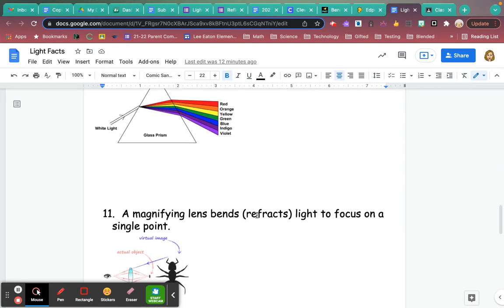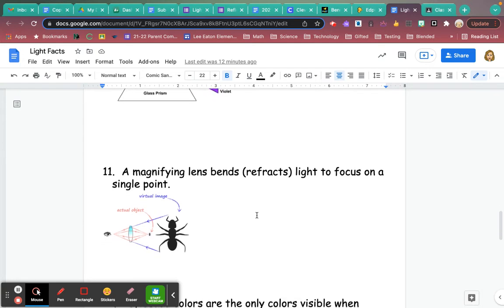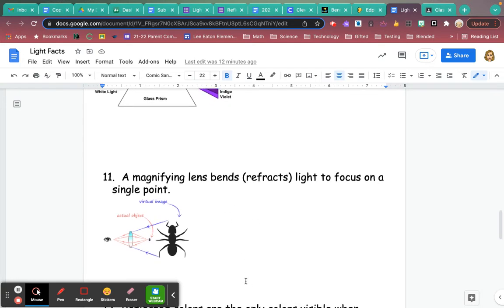And then 11, you did get to check out some magnifying glasses yesterday, but 11 is also about refraction. A magnifying glass or a magnifying lens bends or refracts light to focus in on a single point. So we have our eye here, and we're looking at this itty bitty ant. But if we put a magnifying glass in front of the ant, it actually looks larger to us because it bends the light rays, so it appears larger. So the actual object's really tiny, but the image we see is really large.